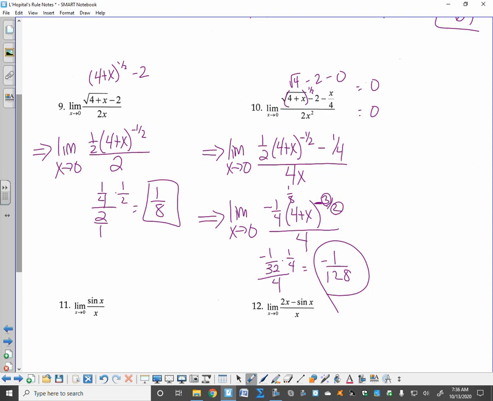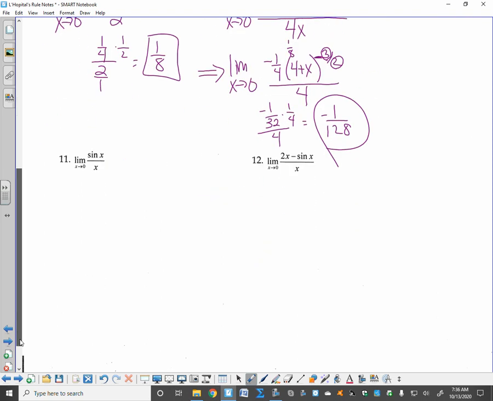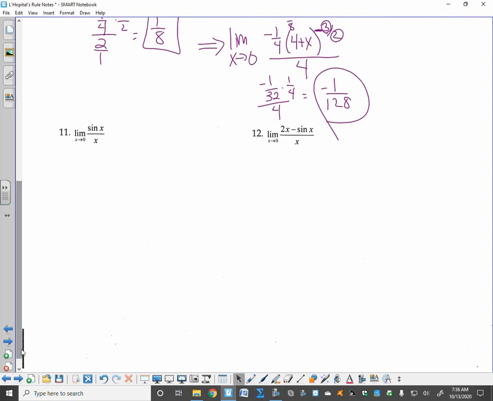Good stuff. And trig. Okay, sine of 0 is 0. And the bottom is 0.